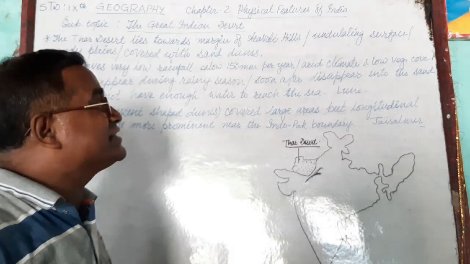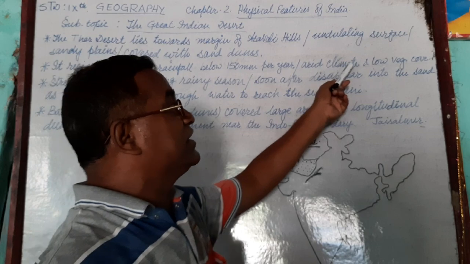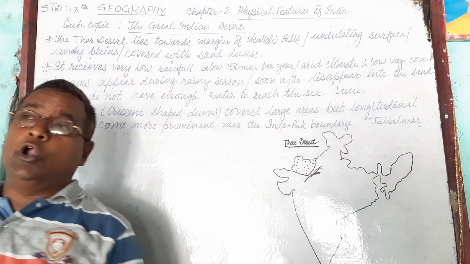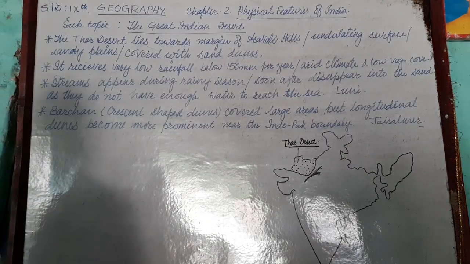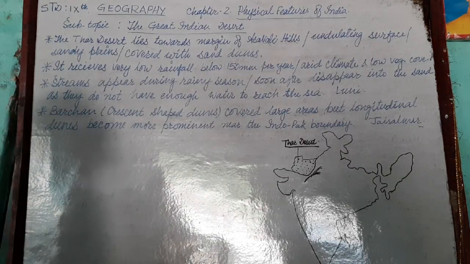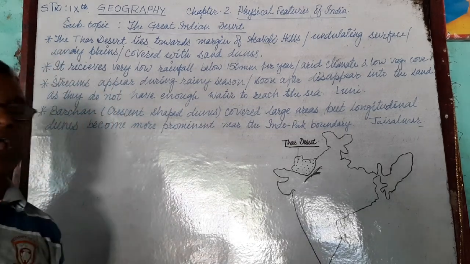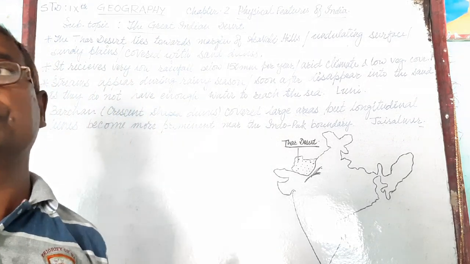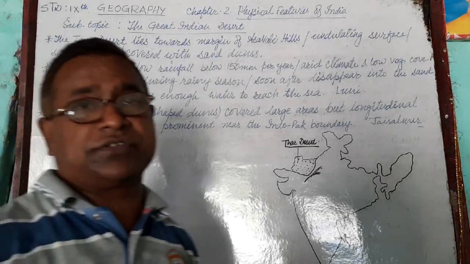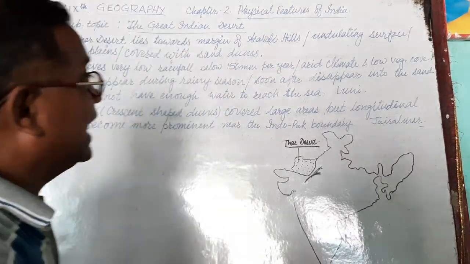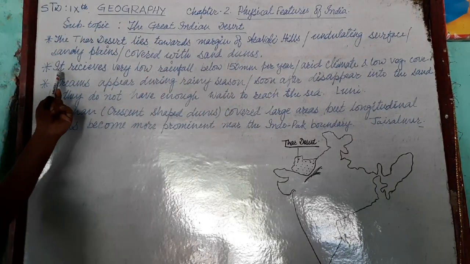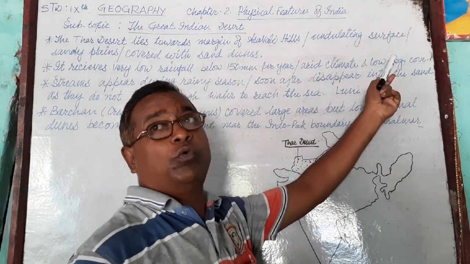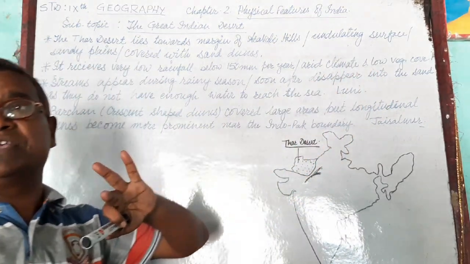So the rainfall received is very low, and the region is considered to have an arid climate. Due to low rainfall, below 15 centimeters, low vegetation coverage is found, which is another feature of this desert. So these are the climatic conditions, and the natural vegetation is very low.